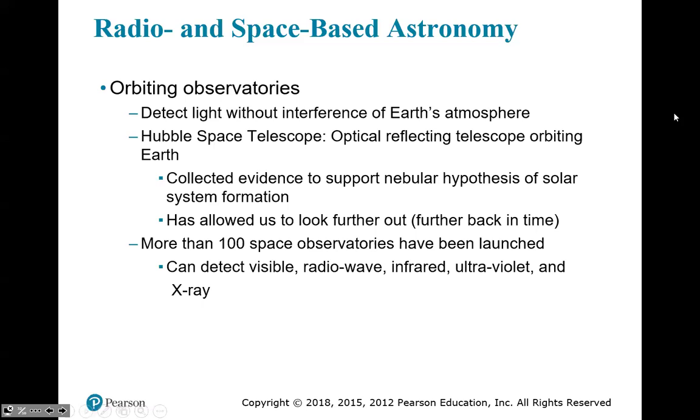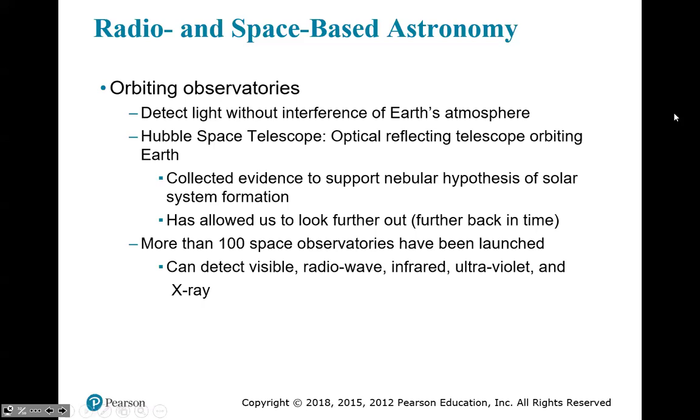So we put our observatories in orbits. And even if you're looking at visible light, there are advantages to going above the atmosphere, because one of the biggest problems is the distortions caused by the atmosphere. Because what you're looking at, you're looking through this turbulent fluid that is distorting things. So you can detect light without the interference of the Earth's atmosphere.